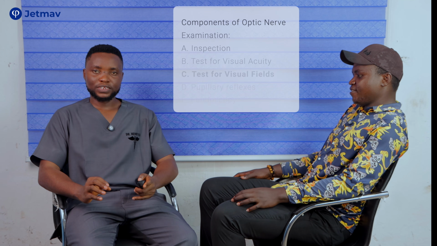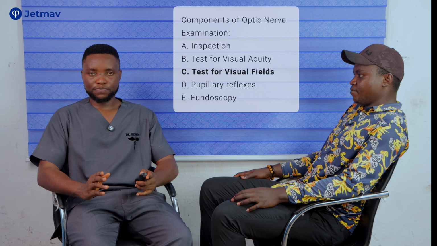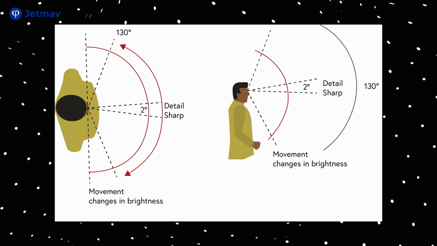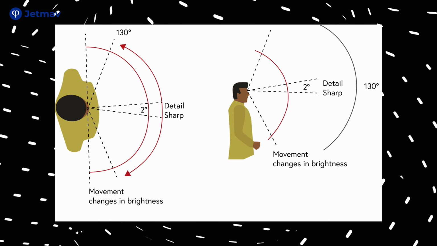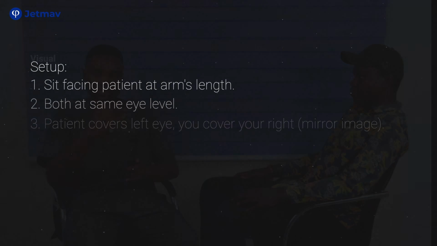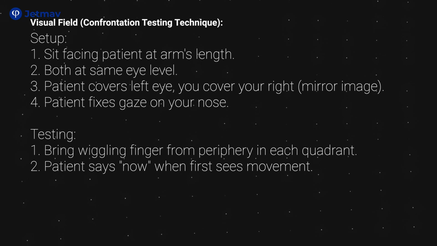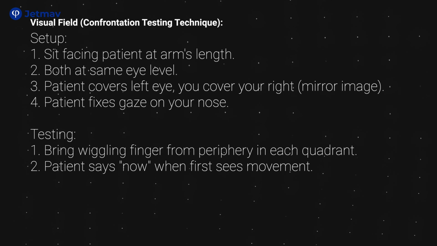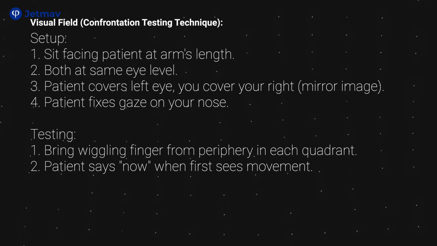The next component is the visual field. Now, the visual field represents all the areas a patient can see in the periphery when they focus their gaze at a particular point. Now, how to test this is you sit facing the patient at an arm's length, then ask the patient to cover their left or the right eye, or the one that is not being tested.